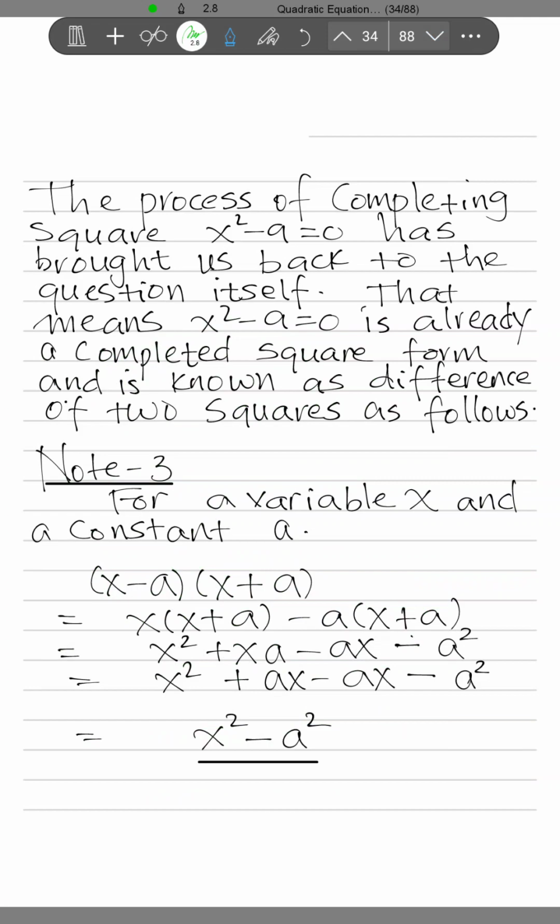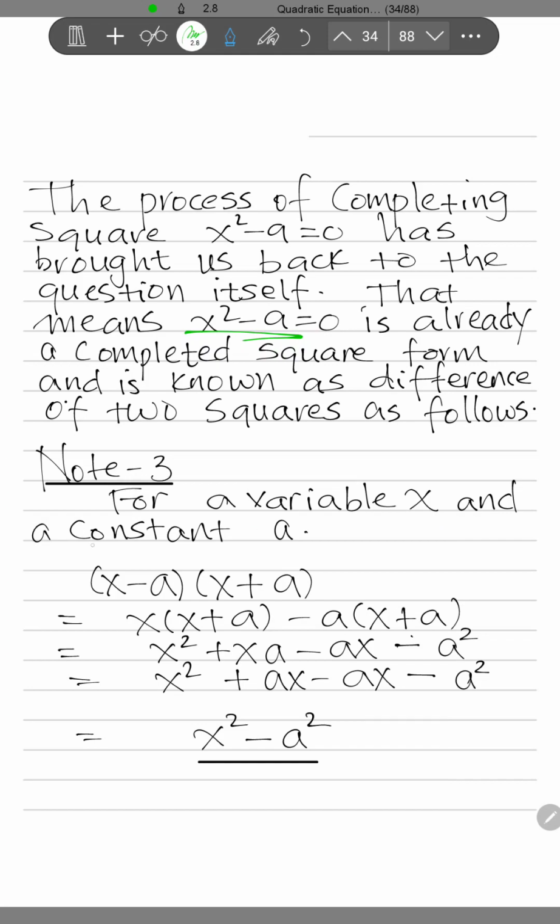The process of completing the square for x squared minus 9 is equal to 0 has brought us back to the original question. That means x squared minus 9 is already in completed square form and is known as the difference of two squares. That is as follows here.